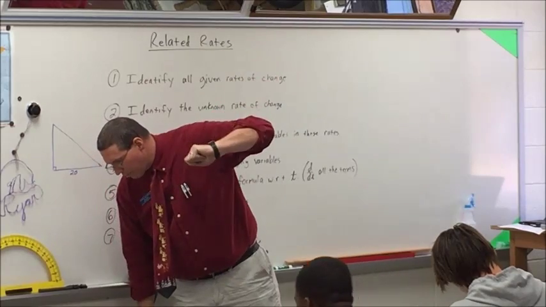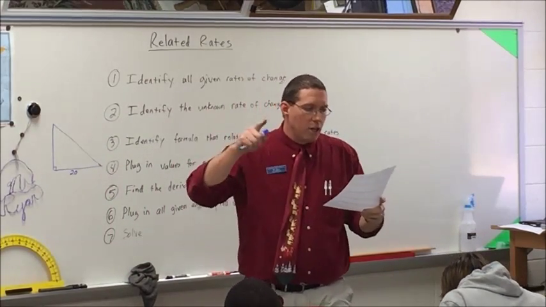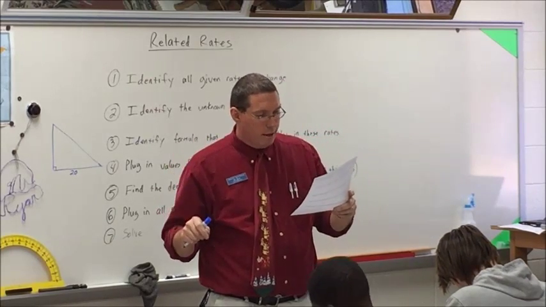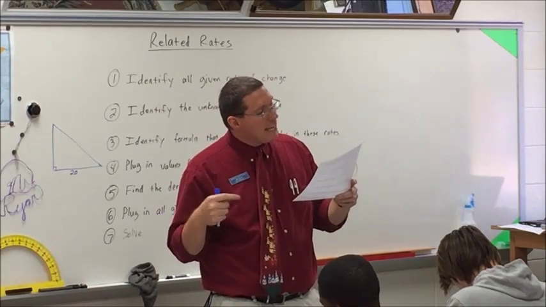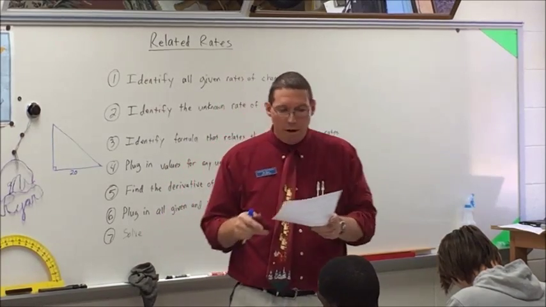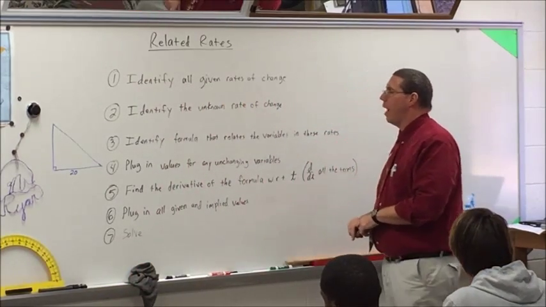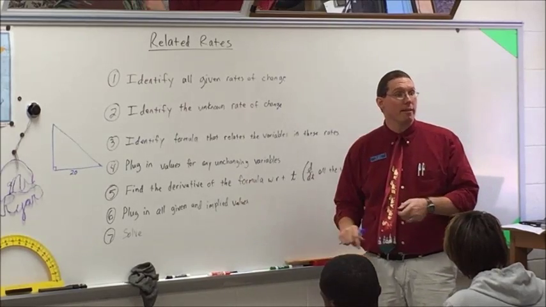Okay, so look. It says one leg of a right triangle is 20 centimeters long. The other leg is growing at the rate of 2 centimeters per second. At what rate is the hypotenuse growing when the hypotenuse is 25 centimeters long? That was a lot, but let's use our steps to break it down for us.